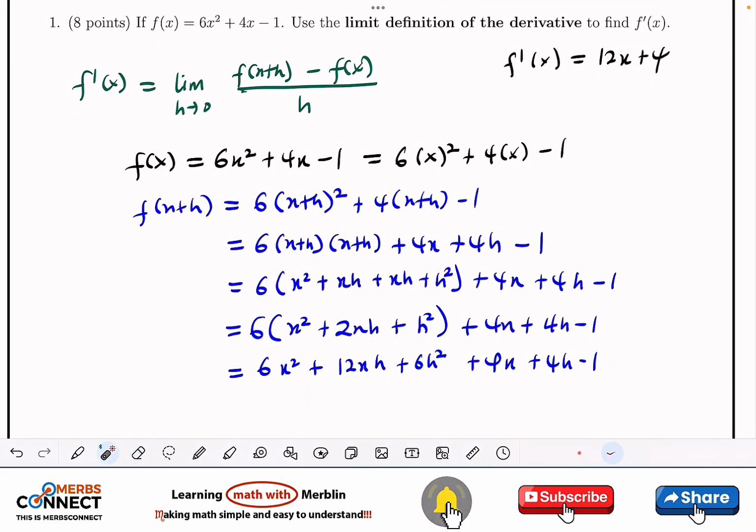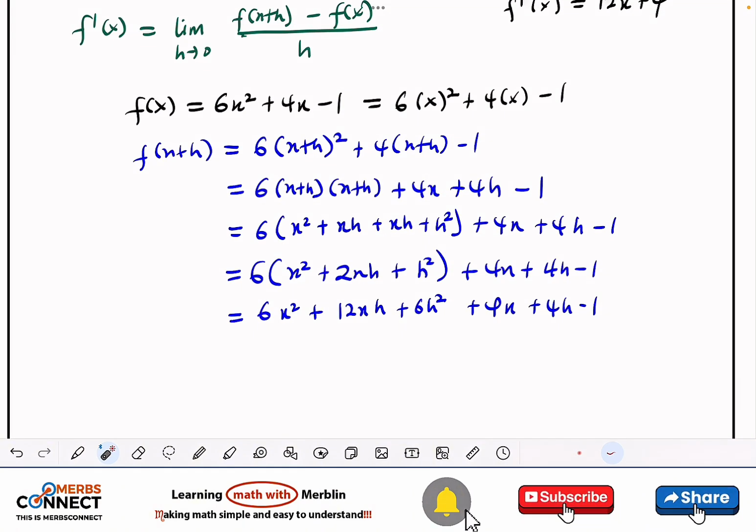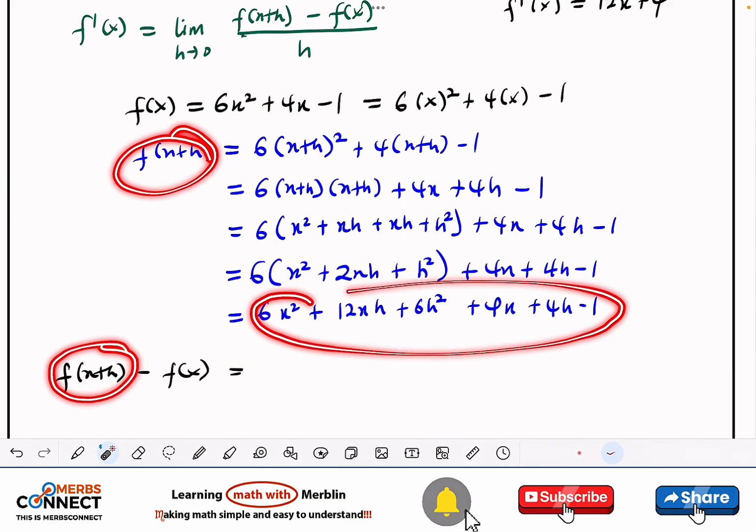So now that we have f of x plus h and f of x, we can just simplify and find f of x plus h minus f of x, right? So that when we are putting it in the limit, it becomes very easy for us. So let's look for f of x plus h minus f of x. f of x plus h is equal to the whole of this.